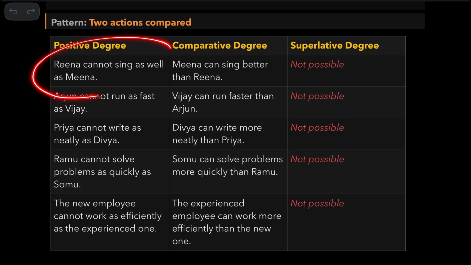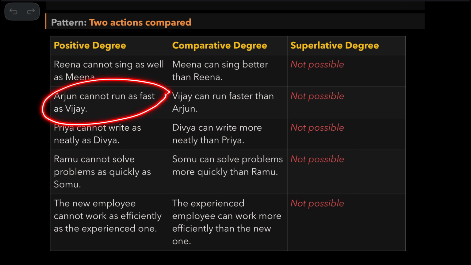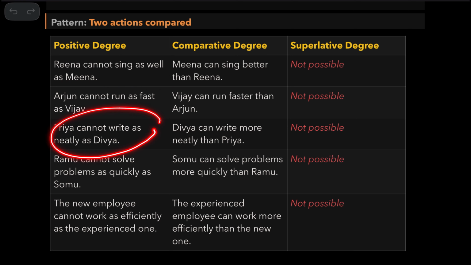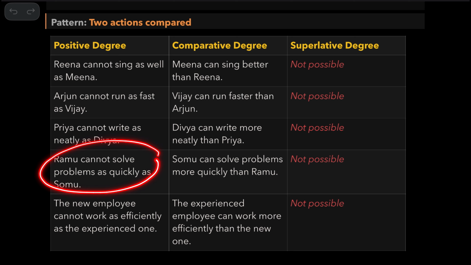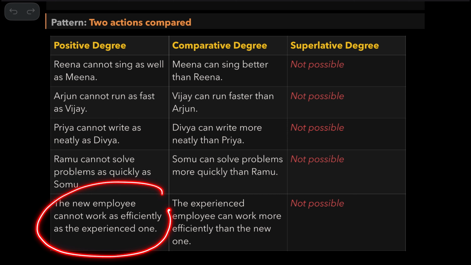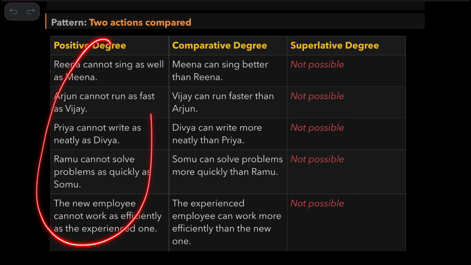Reena cannot sing as well as Meena. Arjun cannot run as fast as Vijay. Priya cannot write as neatly as Divya. Ramu cannot solve problems as quickly as Somu. The new employee cannot work as efficiently as the experienced one. So here the subject cannot do something as well as the other one.